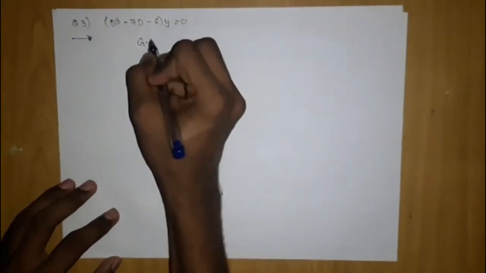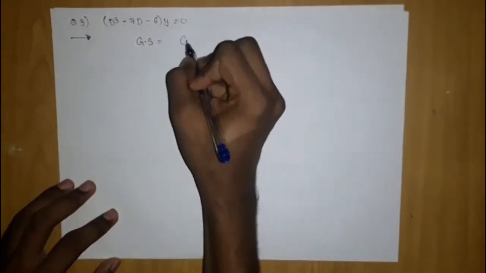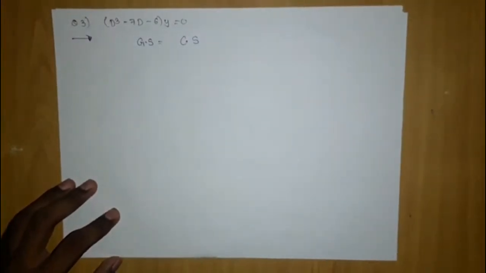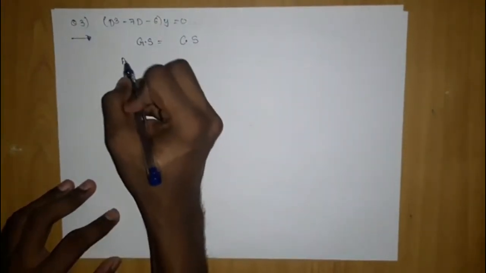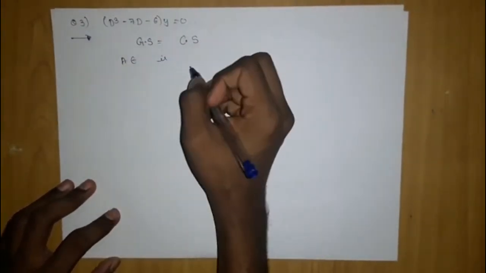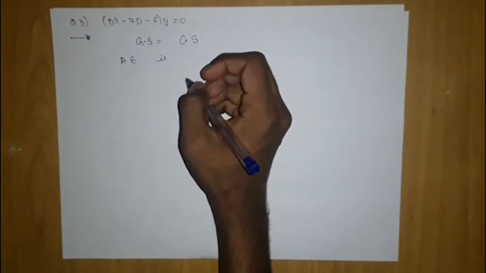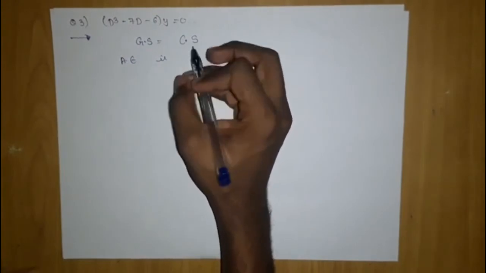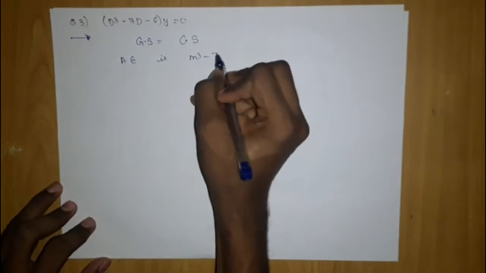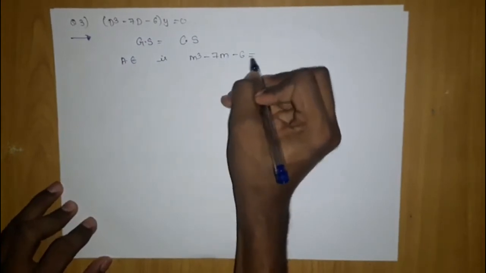So the general solution, G.S., you have to write, is nothing but the complementary function. I know this thing. What will be the auxiliary equation? The auxiliary equation is nothing but f of D, where each D is replaced by m, which is m cube minus 7m minus 6 equals 0.